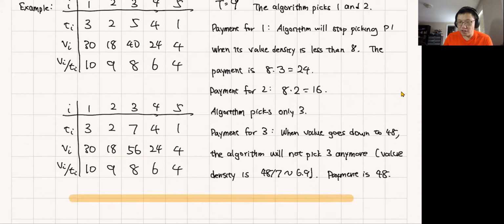All right, so hopefully that can be generalized to any example.